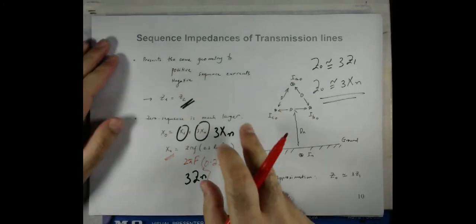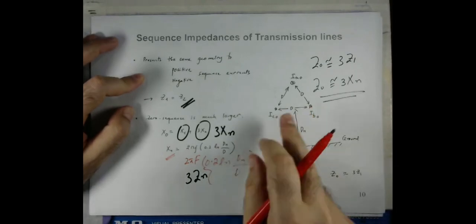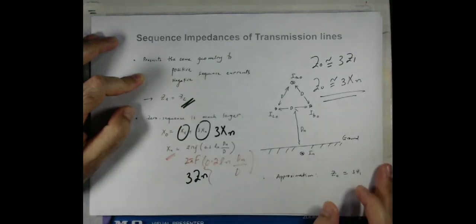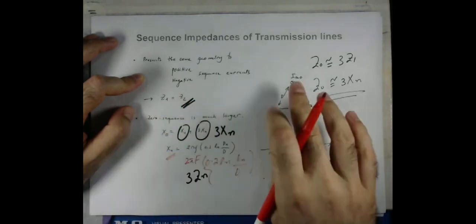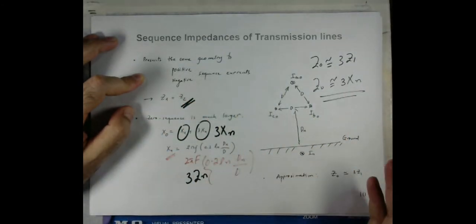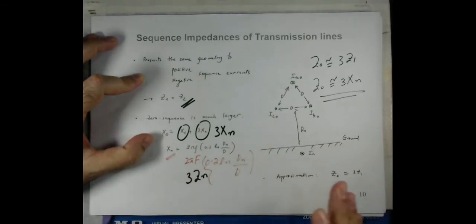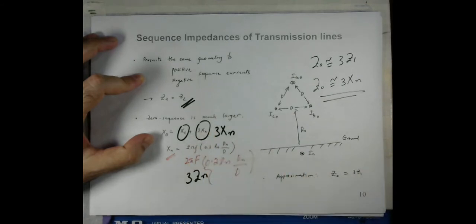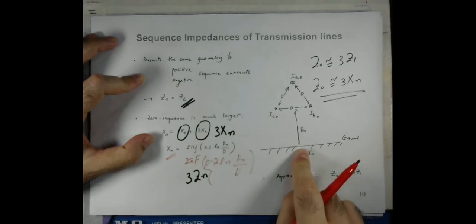We discussed that the transmission lines offered the same impedance to the positive and negative sequence currents. That's why the positive and negative sequence impedances are the same. The geometry offers the same impedance. But in the case of the zero sequence network or zero sequence impedance, because that involves the current where it flows through the impedance to the ground.